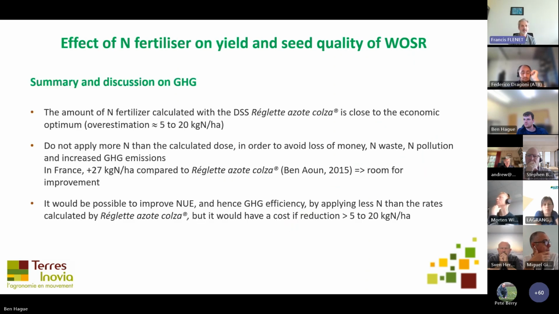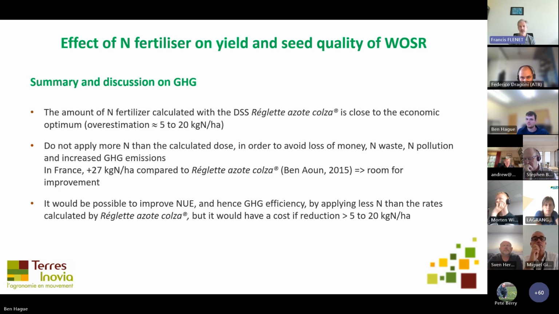In summary, we can say that the amount of nitrogen fertilizer calculated with the DSS Reglet Azote Colza was close to the economic optimum. There was only an overestimation of 5 to 20 kilo of nitrogen per hectare. One shouldn't apply more nitrogen than the calculated dose in order to avoid loss of money, nitrogen waste, nitrogen pollution, and increased greenhouse gas emissions.